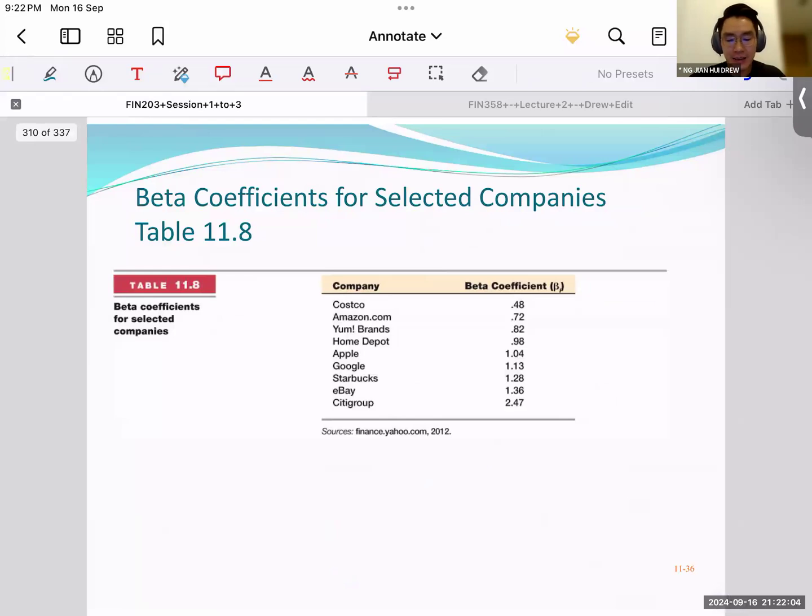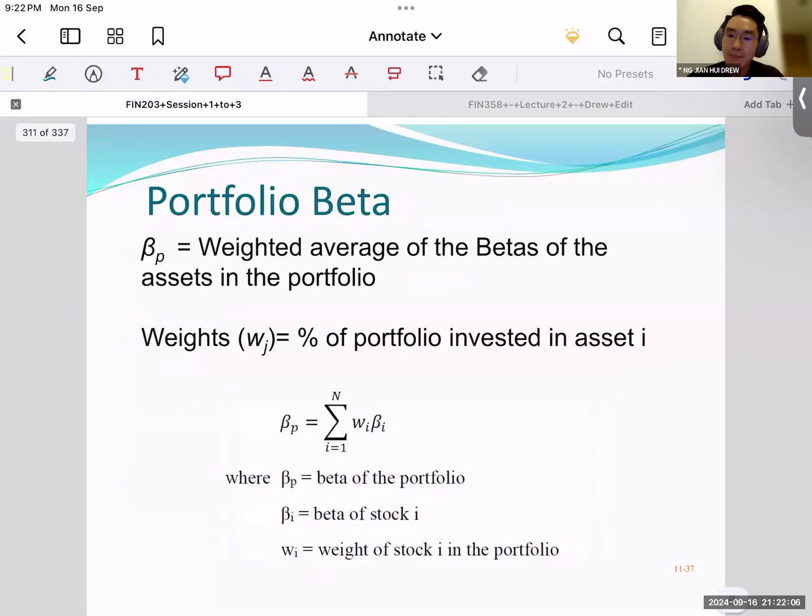Okay, so these are just examples of beta. And the beautiful thing about beta is that, let's say you have a portfolio, you just take the weight multiplied by the beta, weight multiplied by beta, and you can get a portfolio beta. It's simply the weighted average of the betas in the portfolio.